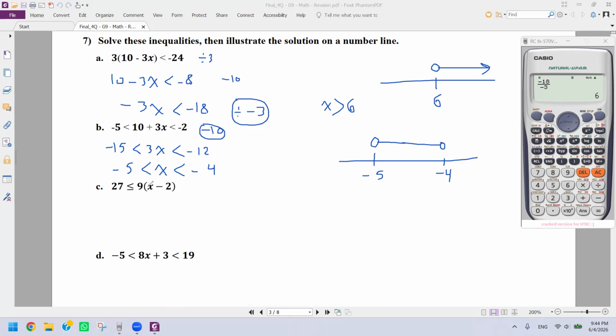Next one. The easiest way to solve it is to divide by 9 first. When I divide by 9, 27 will be 3 less than or equal to x minus 2. Now, take minus 2 to the other side.